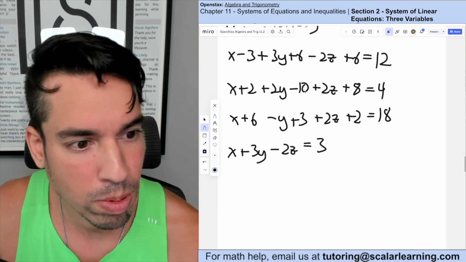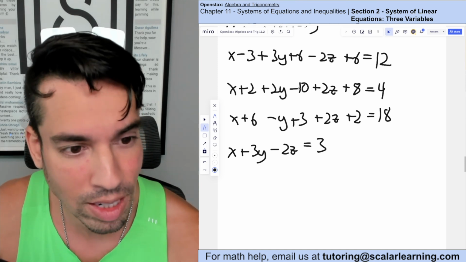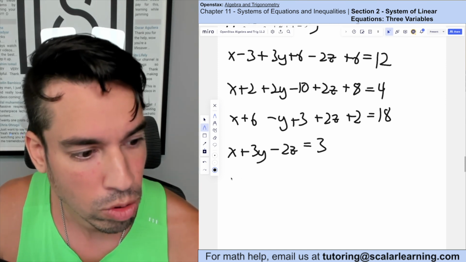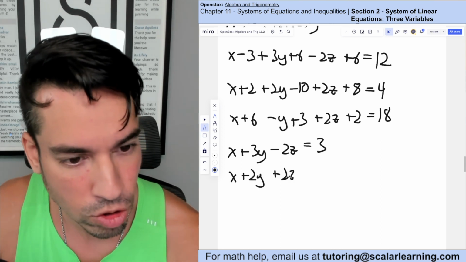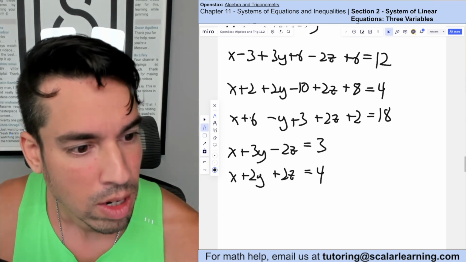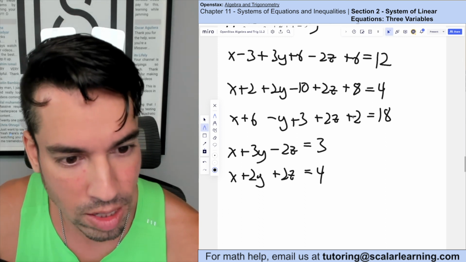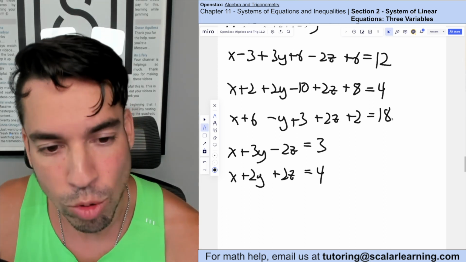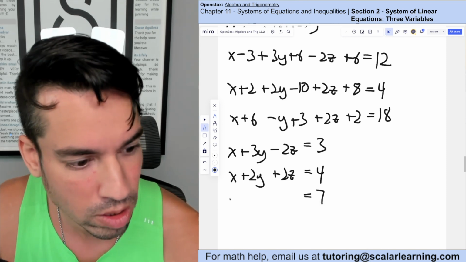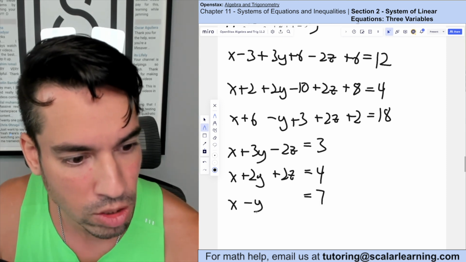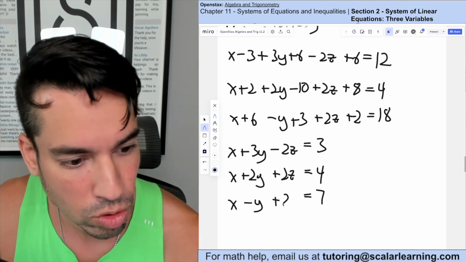Then this one, we got 2 plus negative 8, negative 10, is negative 8 plus 8, that cancels out. So all those numbers cancel out. So we just have x plus 2y plus 2z is equal to 4. Last but not least, 6 plus 3 is 9, plus 2 is 11. Subtracting 11 from both sides, we get 18 minus 11 is 7. So over here, then we have the remaining x minus y plus 2z.